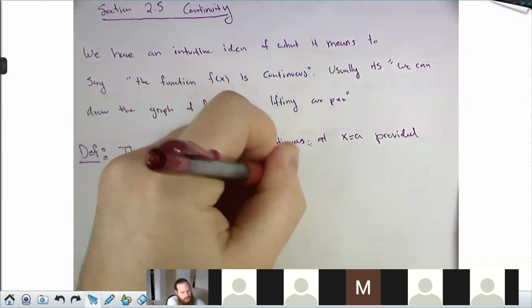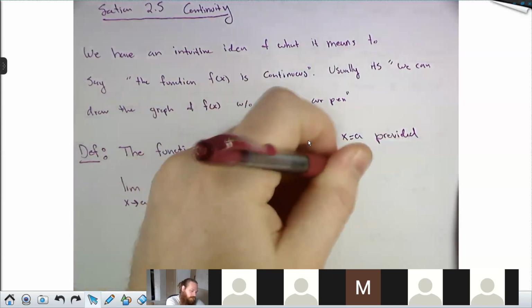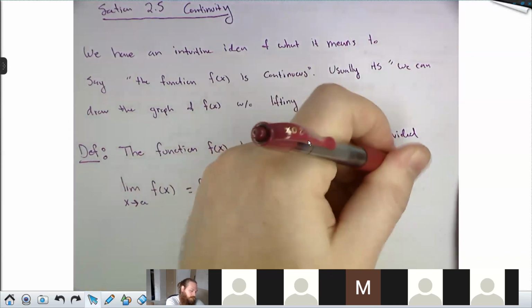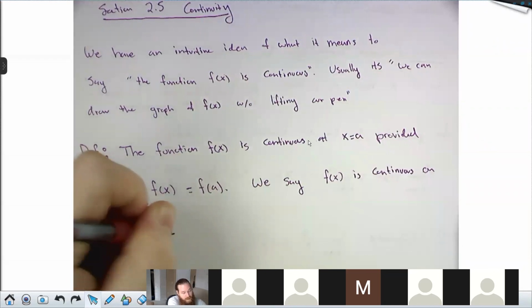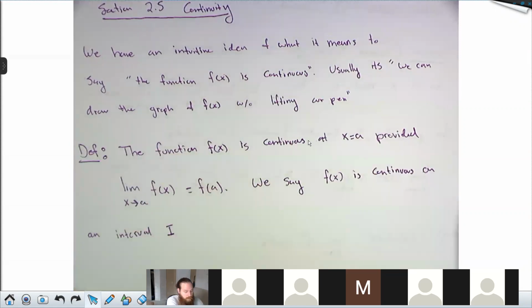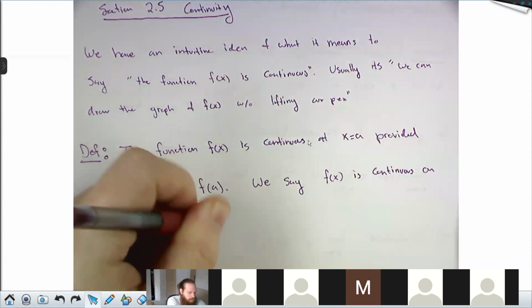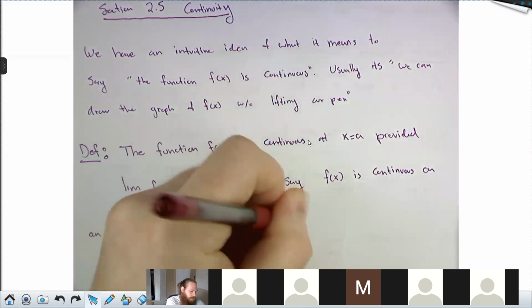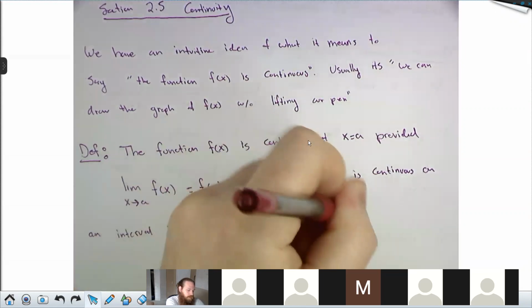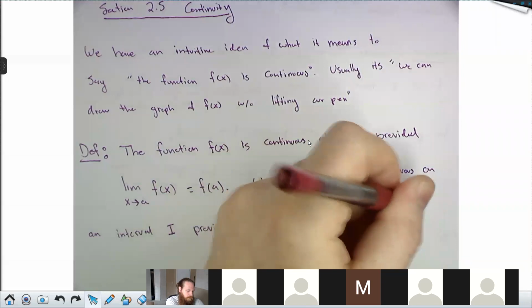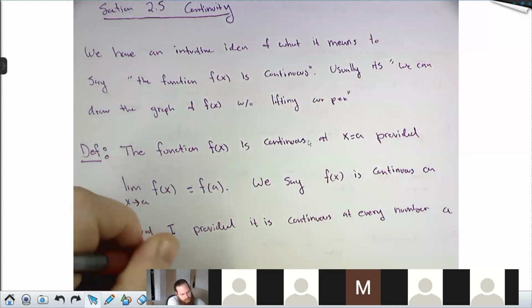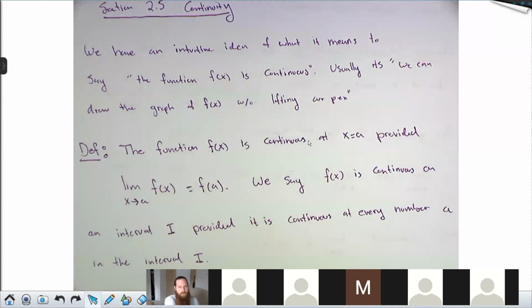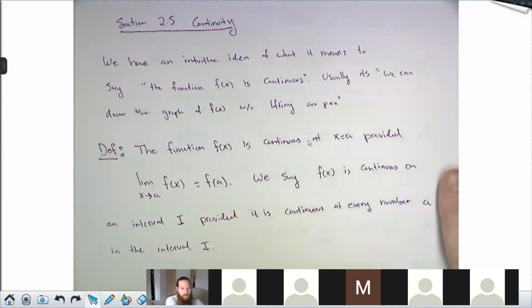And then we say f of x is continuous on an interval I, right? Maybe it could be an open interval, could be a closed interval, whatever. On the interval I, I'll just call the interval by that name. On interval I, provided it is continuous at every number a in the interval I. Finally, we say a function is just continuous full stop if it's continuous everywhere in its domain.